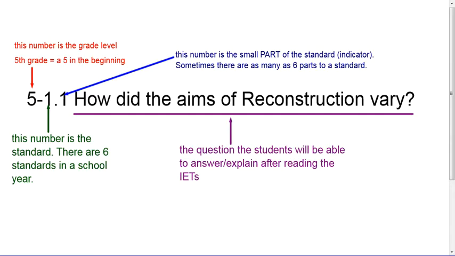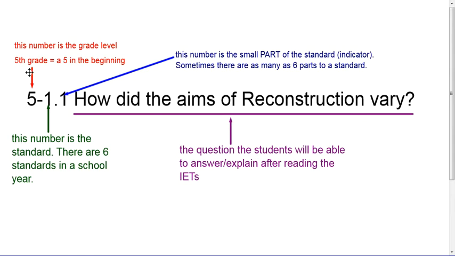Okay, I'm going to flip the screen around and show you a different screen to walk you through some things. So what you see, you can see my cursor, is that I've written out an indicator the way that it would be written in your child's notebook. And some things are labeled. So this first number here, this 5, this is the grade level. It's the one with the red arrow.